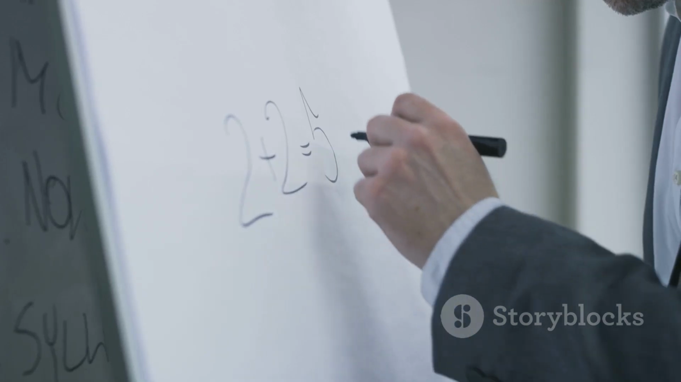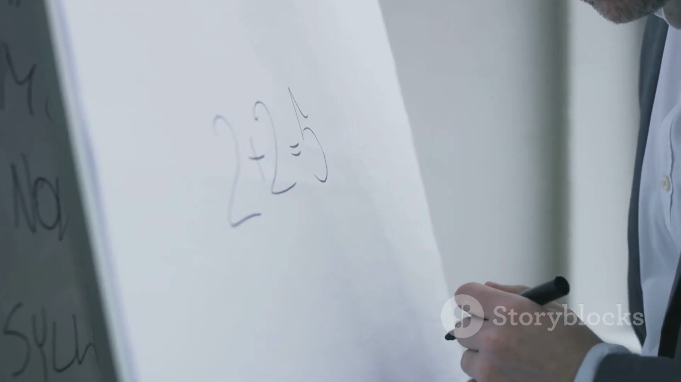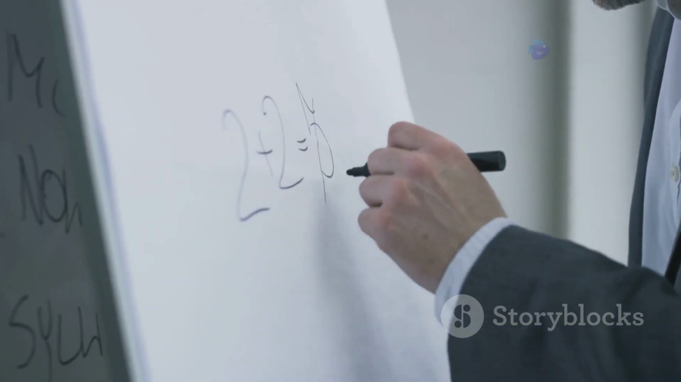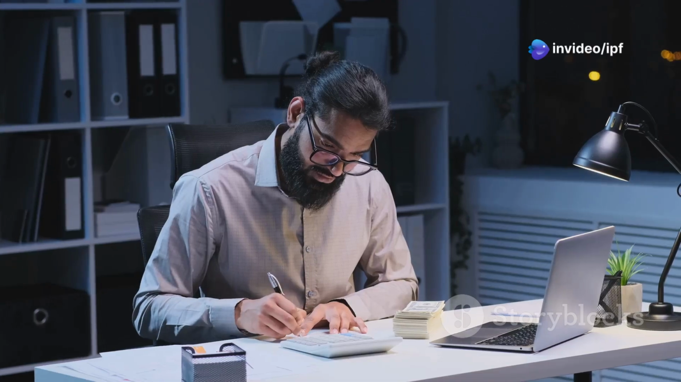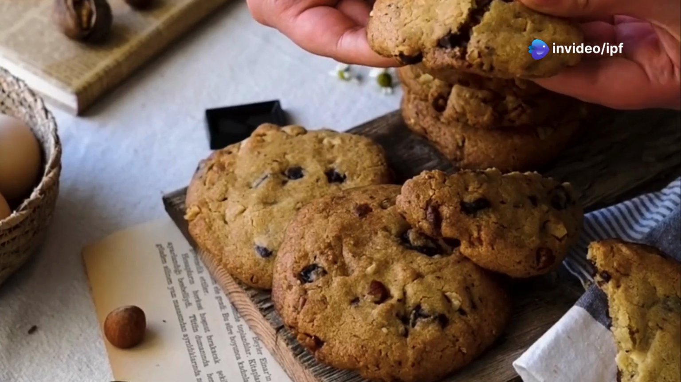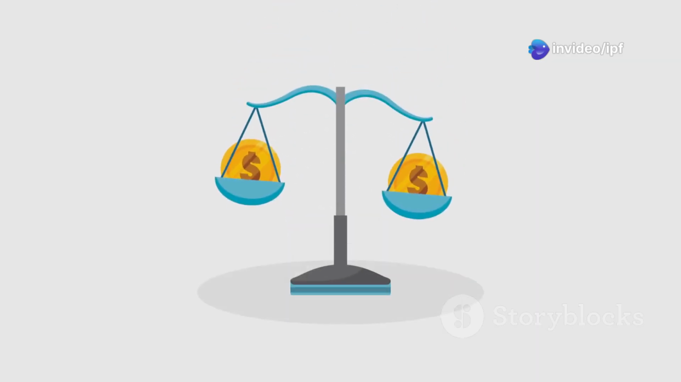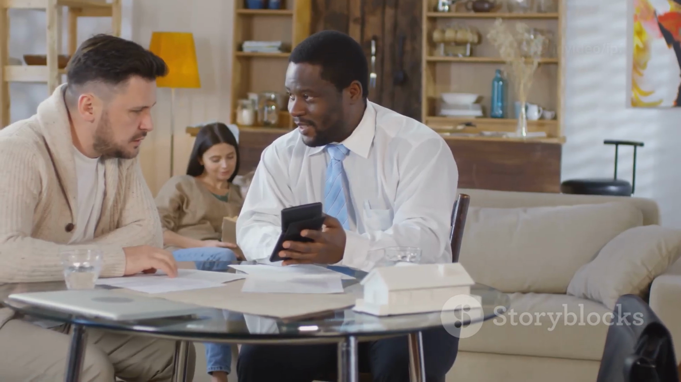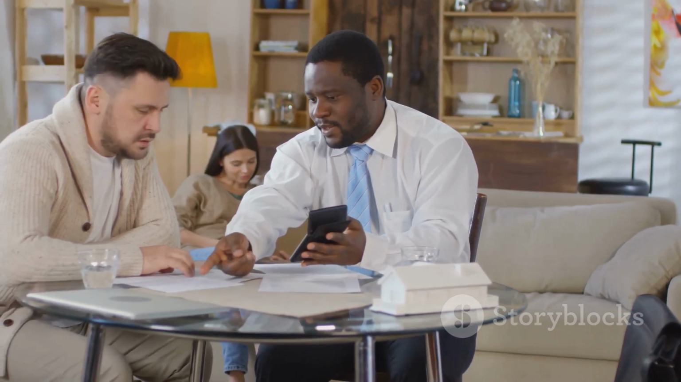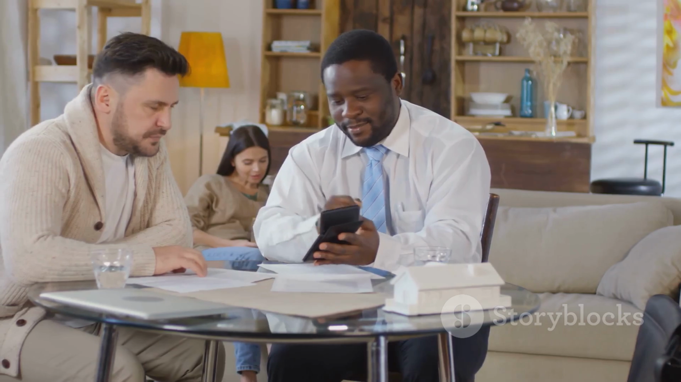The TAE looks like this. Revenue equals expenses plus assets minus liabilities. Don't let the equation scare you. We'll break it down into bite-sized pieces. This equation is about balance. It tells us that what a company earns must equal what it spends, owns, and owes.